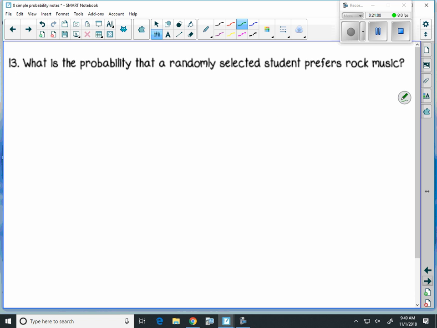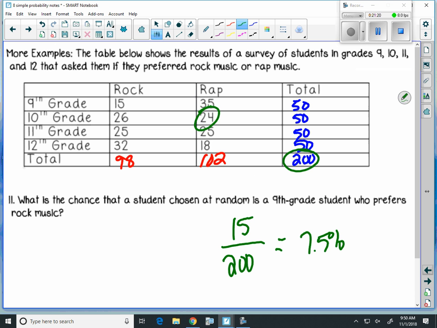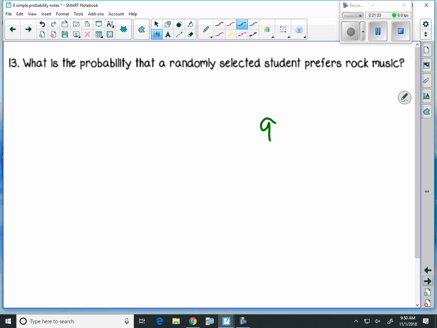All right, number 13. What is the probability that a randomly selected student prefers rock music? Okay, we gotta think about this one. So randomly selected student. Does it matter their grade? No, it doesn't. Did it say rock or rap? Rock. Okay. So how many students like rock? 98 out of how many students? 200. So you do 98 out of 200. That's almost half. 49%.